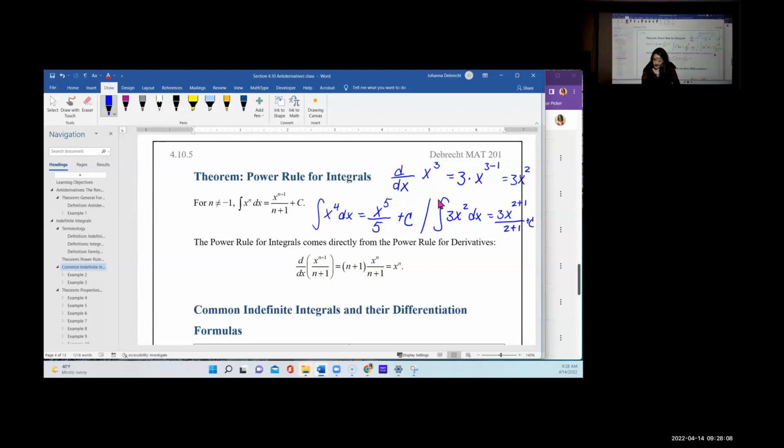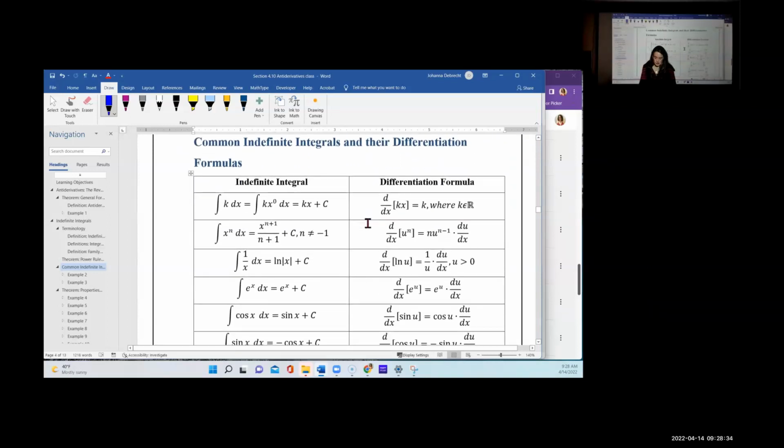2 plus 1 gives us 3. So this gives us 3x to the 3rd divided by 3, plus c. The 3's cancel, and we get back the original function that we took the derivative of, which is x cubed, but only up to a constant. Okay.